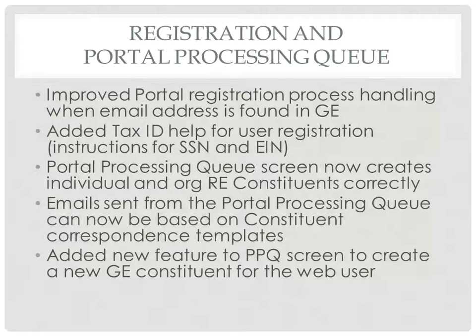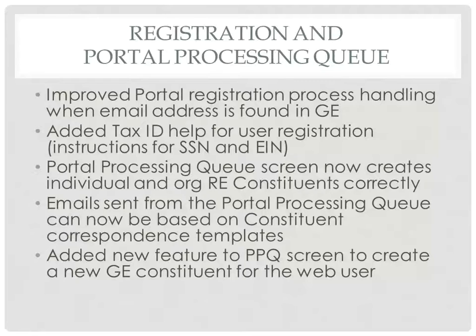In the portal processing queue, we've also resolved a couple of issues related to the way that we create RE constituent records. Occasionally, there was an issue with creating org records. You could create the individual record, no problem, but when you went to create the org record, sometimes it wouldn't work properly. So you can click a button and automatically create that RE constituent record, both for the individual and for the organization, and it creates the correct constituent type in Raiser's Edge every time now. And that same change has been made for ECRM as well.